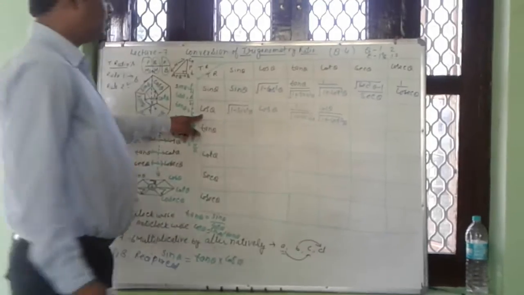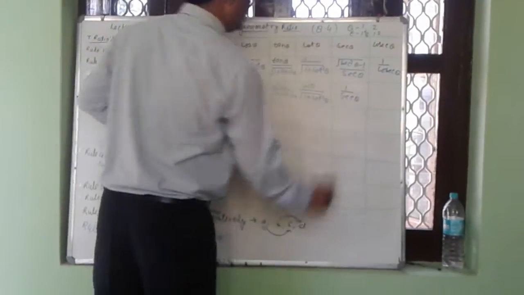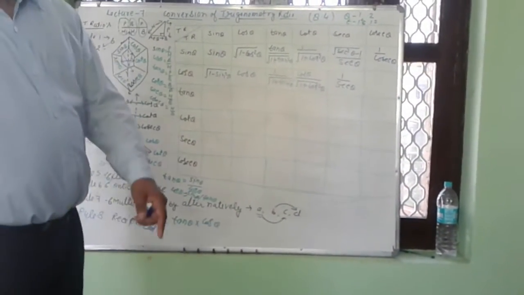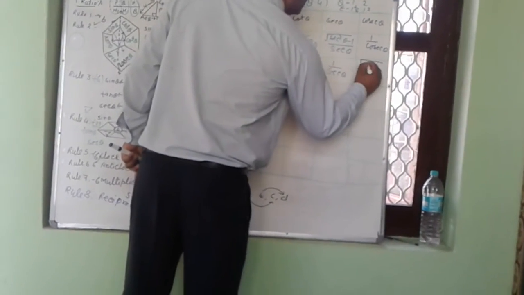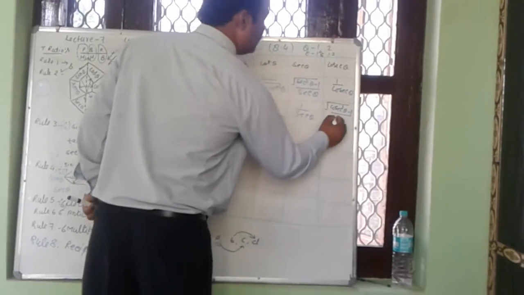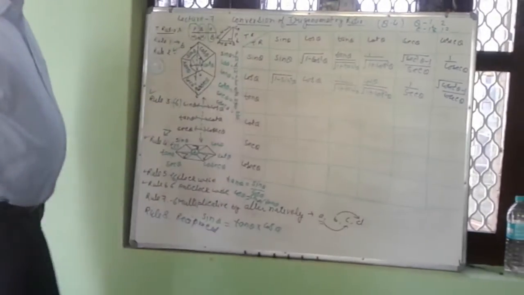Then cos theta is equal to 1 upon sec theta. If cos theta is in terms of cosec theta, it changes into root cosec square theta minus 1 upon cosec theta.